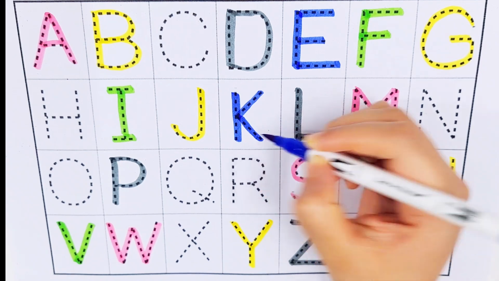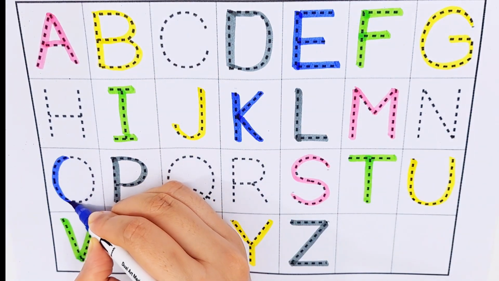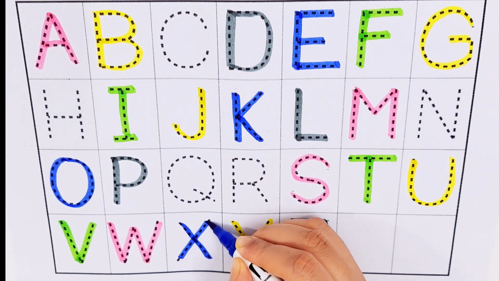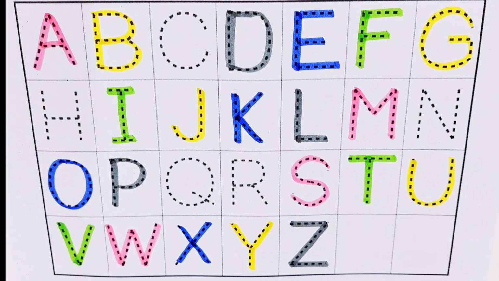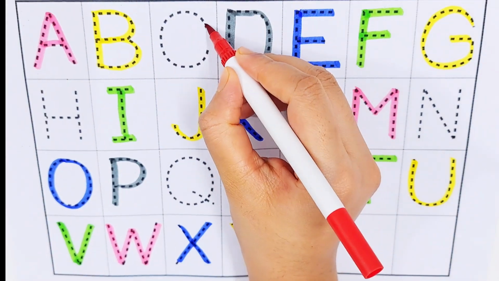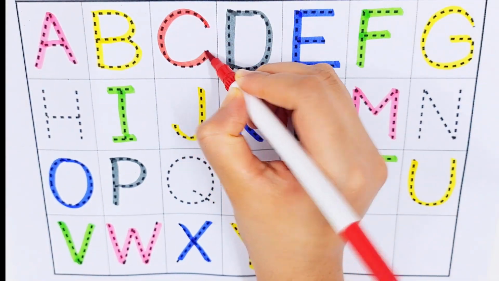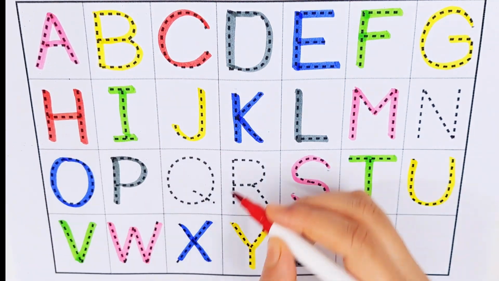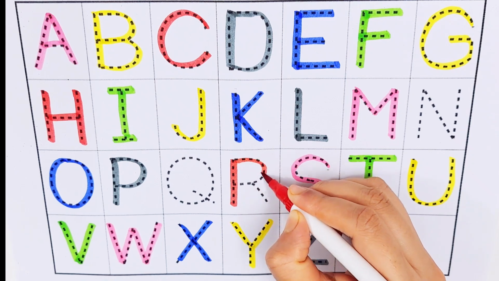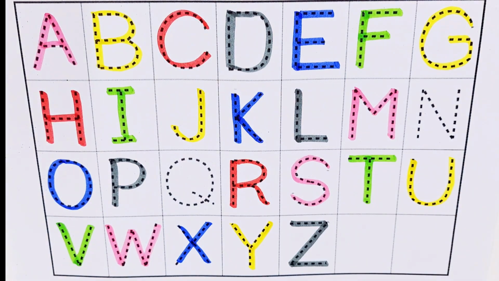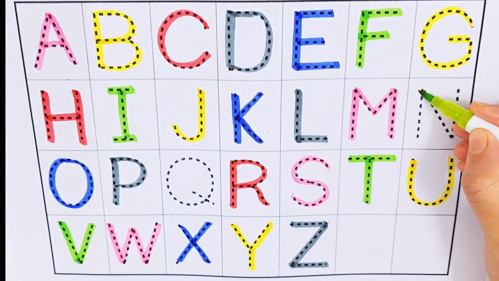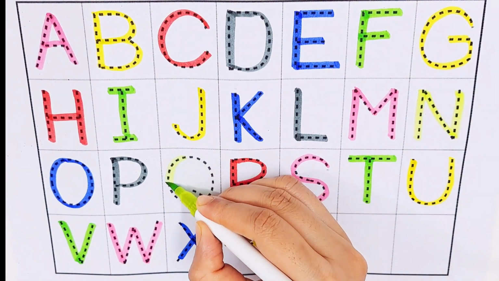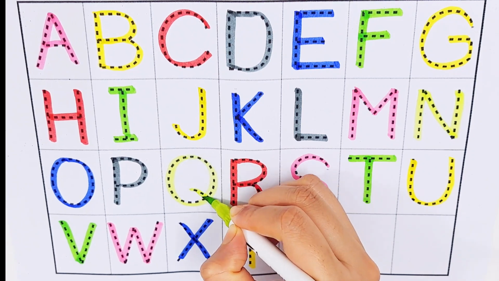K for king. O for oxygen. X for X-ray. Red color. C for coffee. H for hand. R for rainbow. Lime color. N for nest. Q for quilt.